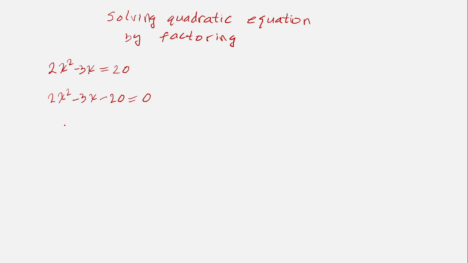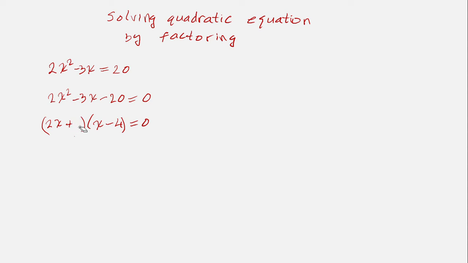Now what we have here, this trinomial, it actually factors as 2x plus 5 times x minus 4, and it's still equal to 0. Now, if you need help factoring, there are some videos that I made on factoring that you could try.